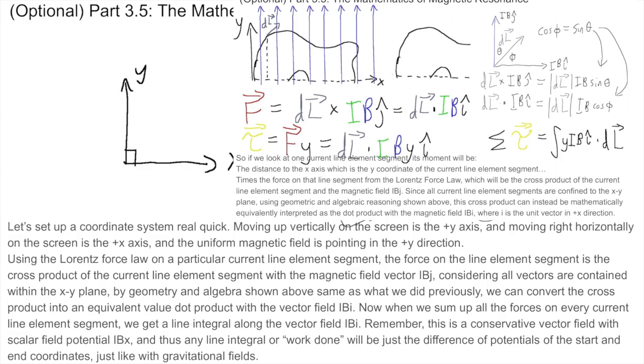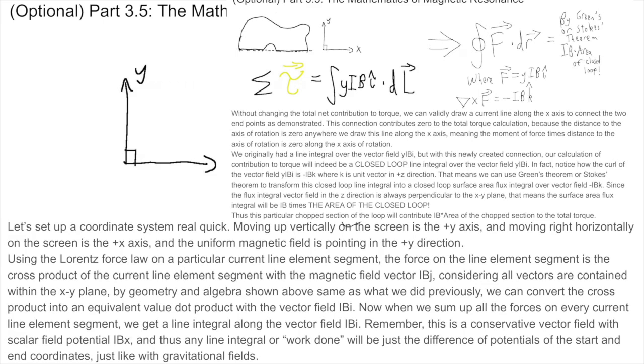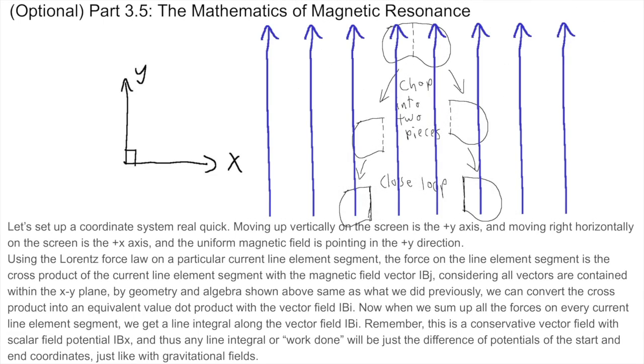Now, when we sum up all the forces on every current line element segment, we get a line integral along the vector field I times b times I. Remember, this is a conservative vector field, with a scalar field potential I times b times x, and thus any line integral or work done will be just the difference of potentials of the start and end coordinates, just like with gravitational fields.